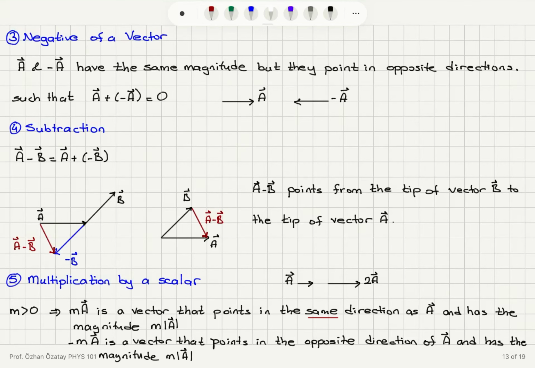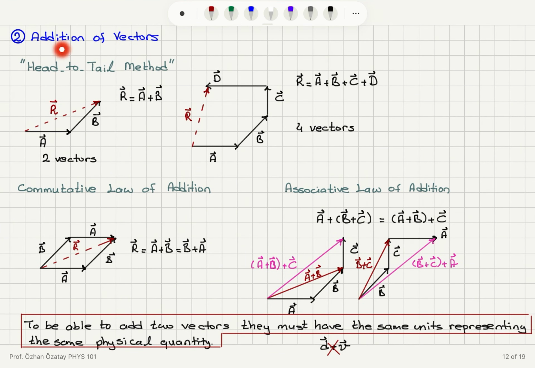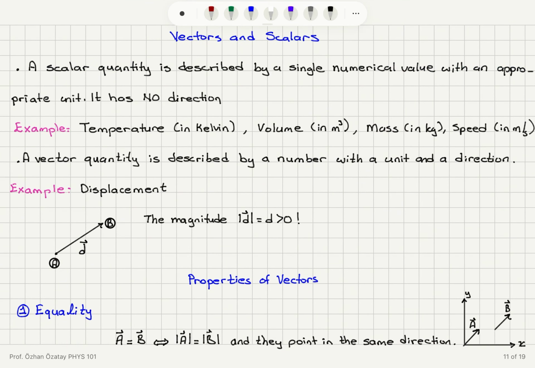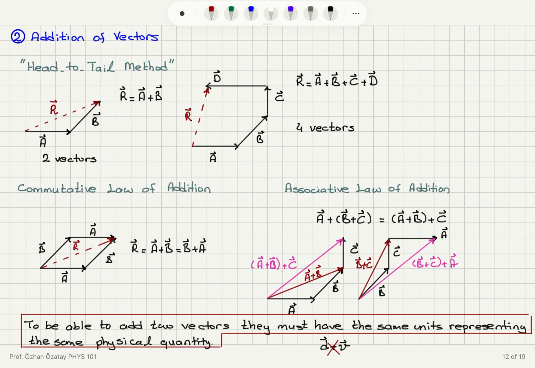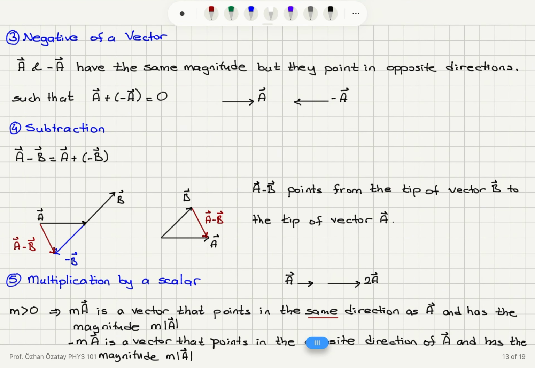Now we will continue our discussion on the properties of vectors. So last time we talked about how to add vectors. We talked about head-to-tail method, commutative and associative properties, and also we distinguished vectors and scalars, and we also talked about equality of vectors.